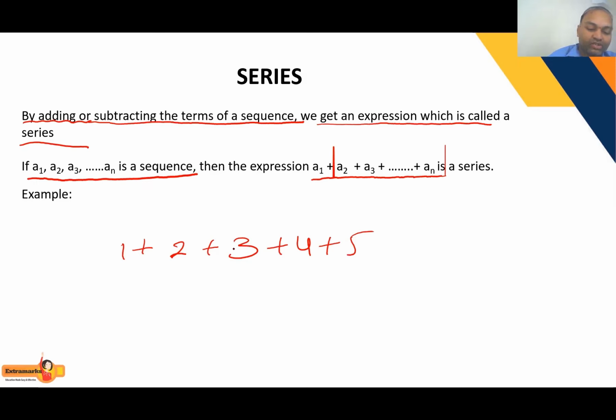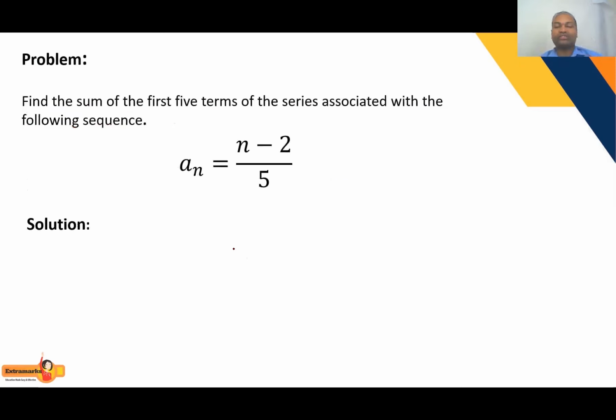Now let us come to one simple example based on this concept. Find the sum of the first 5 terms of the series which is associated with the following sequence. The condition here is a_n is equal to (n minus 2) by 5. Now here calculate what? Sum of the first 5 terms of the series. First 5 terms. Right. Let us come to the solution.